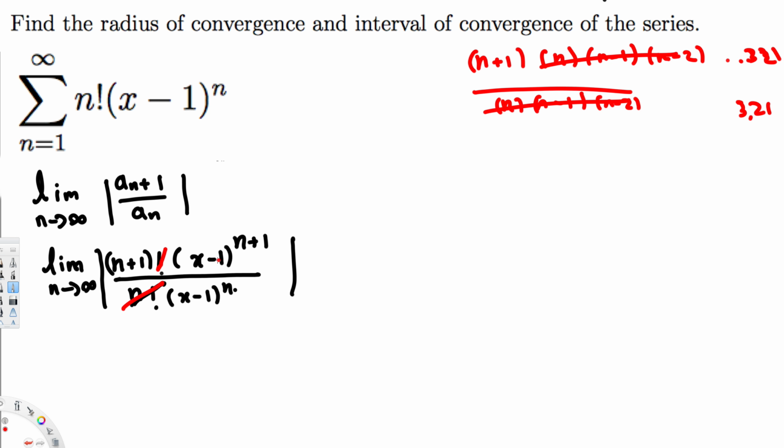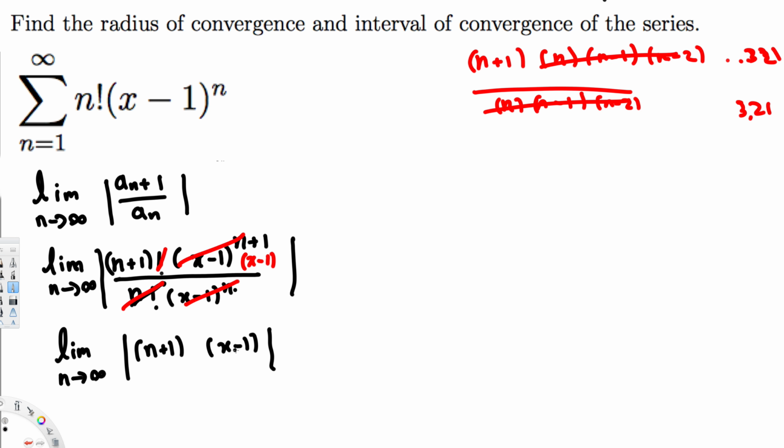And also this one is an expansion: (x-1) to the power n+1 is (x-1) to the power n times (x-1) to the power 1. This is just multiplication, so we can cancel the common part, and this will give us just (x-1) to the power 1. Now these are the two things that are remaining. Let's write this again. So this is going to be the limit as n approaches infinity of (n+1) times (x-1).